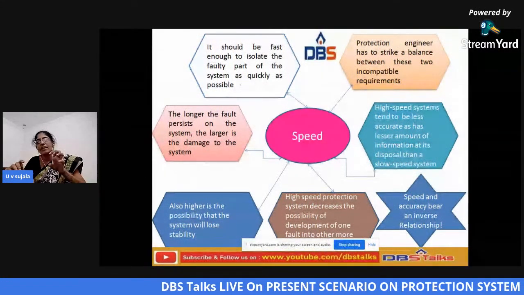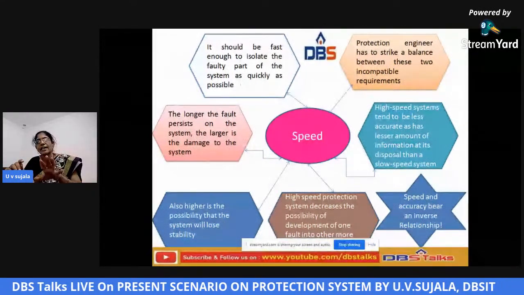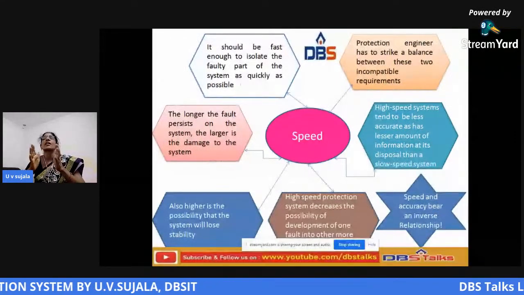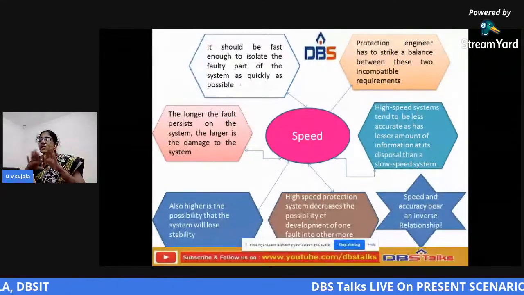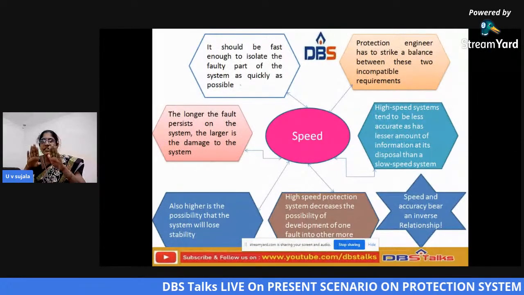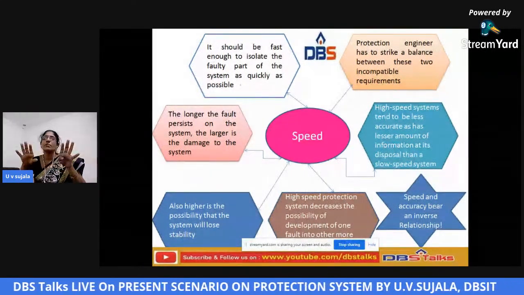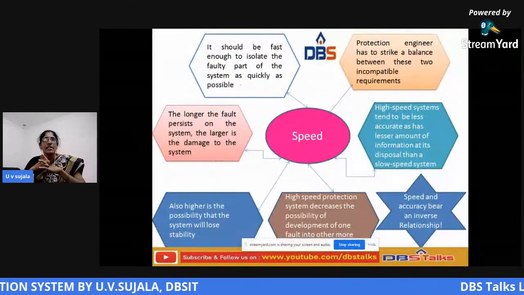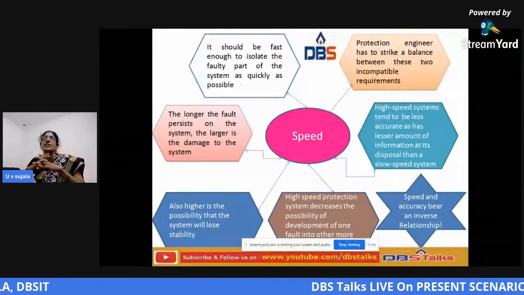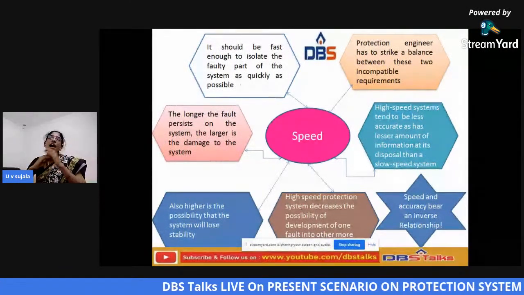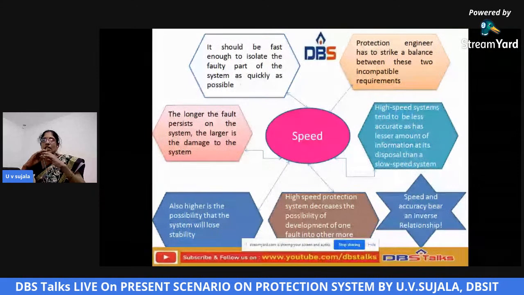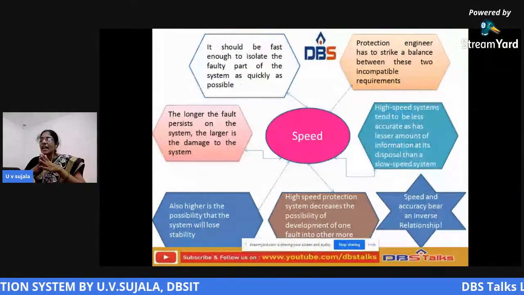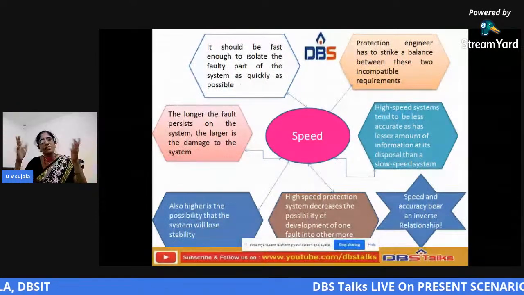When a fault occurs, you have to isolate that fault very quickly, so that the damage does not happen. So if the speed increases, the damage will not happen. The longer the fault is on the system, the larger the damage. If the speed is very slow, then what happens? Automatically the system will be damaged. That means the continuity of the supply will be lost.